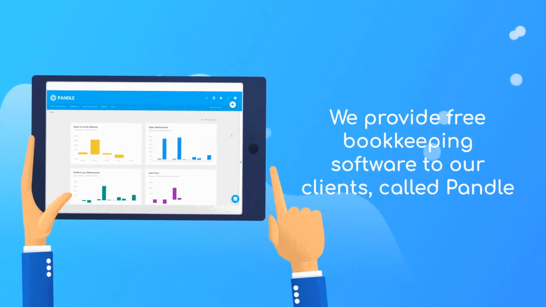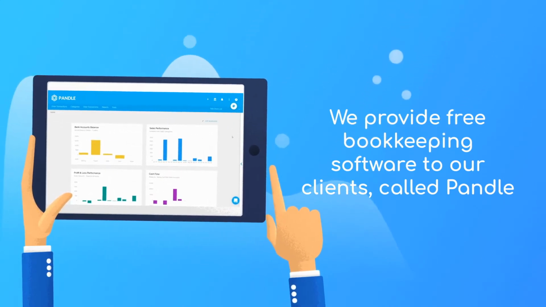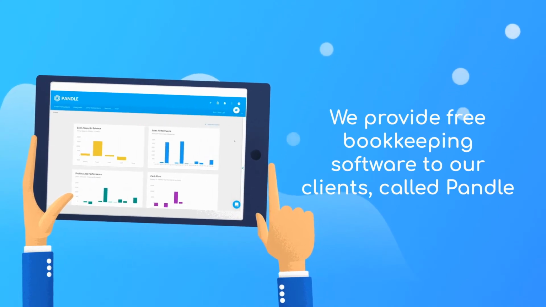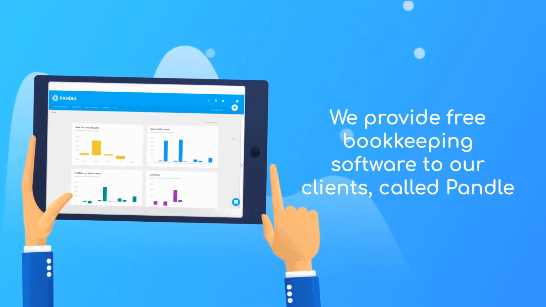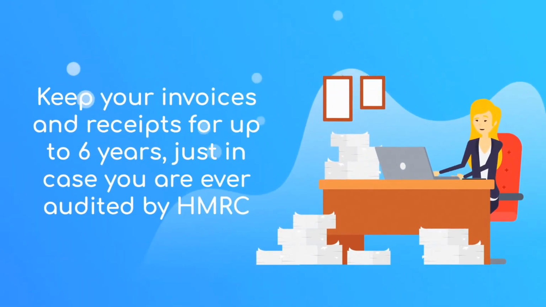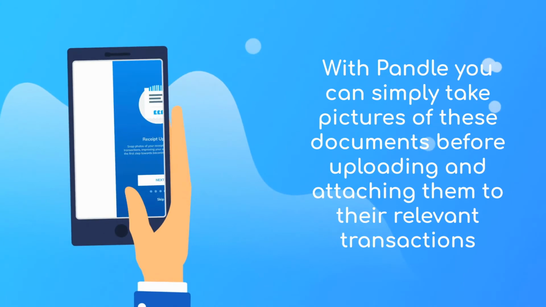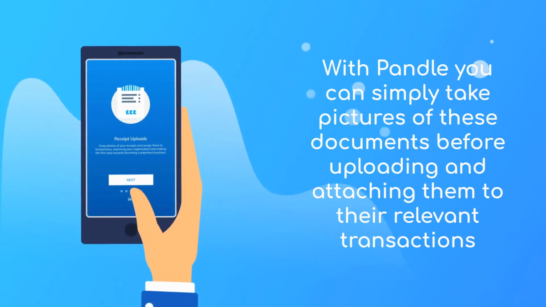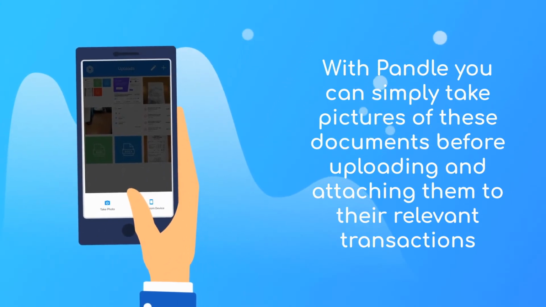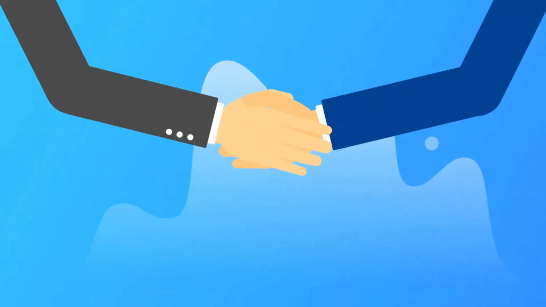Here at the Accountancy Partnership, we provide free bookkeeping software to our clients called Pandle. Pandle is refreshingly simple and easy to use, but will allow you to keep accurate double-entry records for your business. It's important to remember you also need to keep your invoices and receipts for up to 6 years, just in case you're ever audited by HMRC. However, with Pandle, you can simply take pictures of these documents before uploading and attaching them to their relevant transactions, helping to keep all your records in one place.